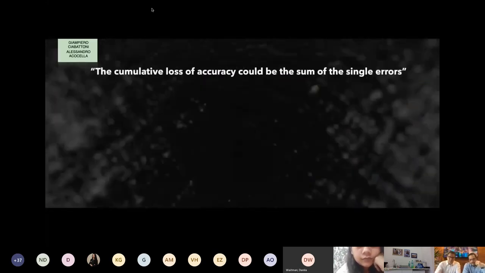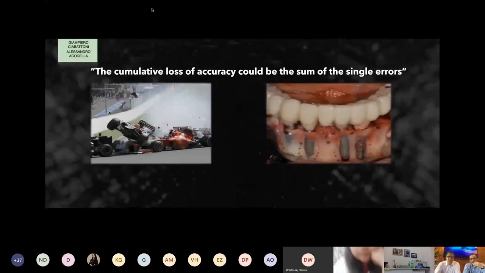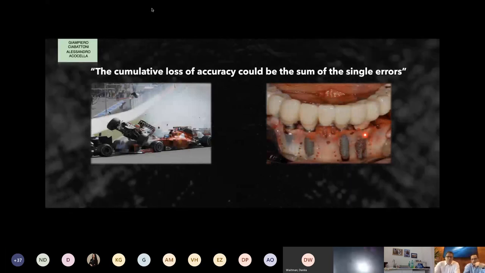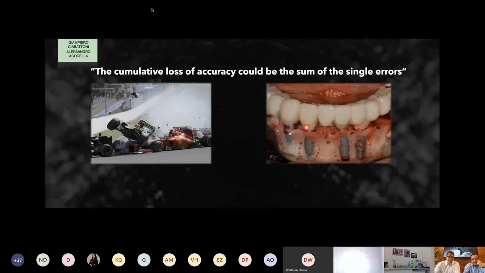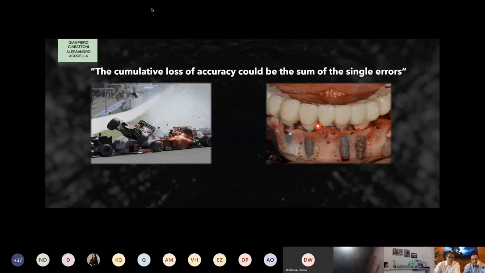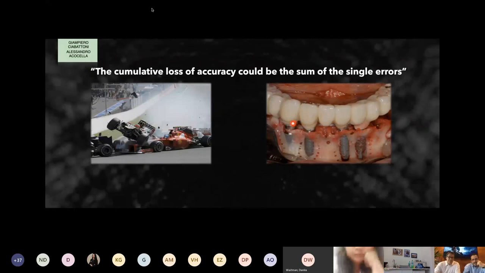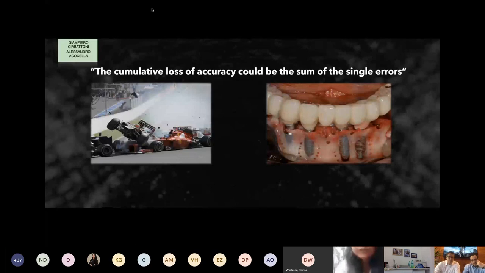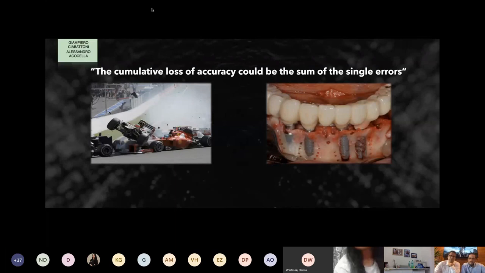So you have to remember also there is a cumulative loss of accuracy that could be a sum of single errors in the lab steps before. And most of the time we have a very high risk of exiting from the bony envelope if you have no control of the situation. This is an open flap after the surgery. You see the good fitting of the prosthesis, but that doesn't mean this is a good surgeon, because all the implants are flared and outside of the bone, as the guide moved buccally during the vibration movement due to the drilling movement of the drills during the surgery.